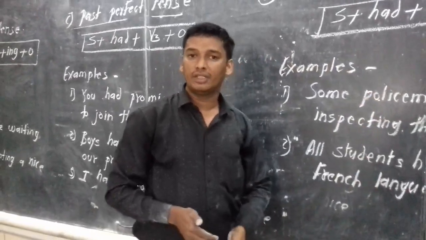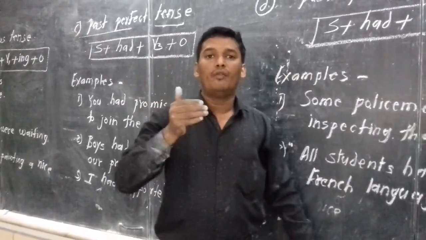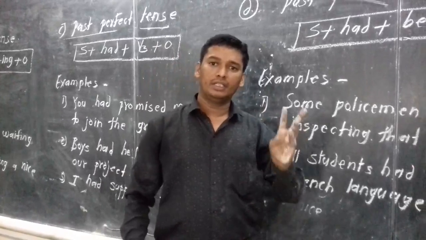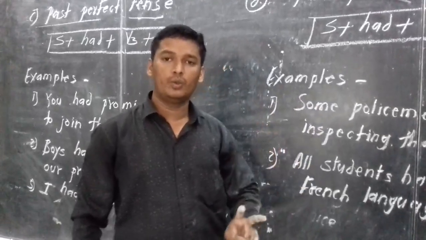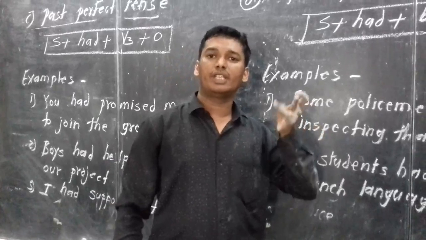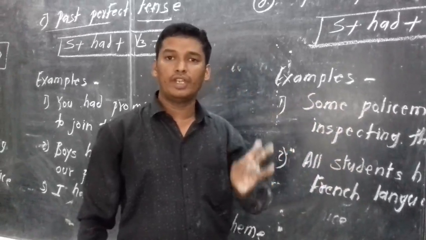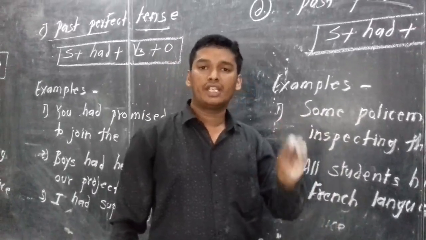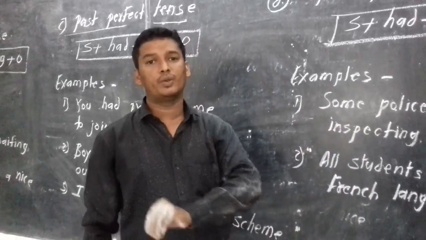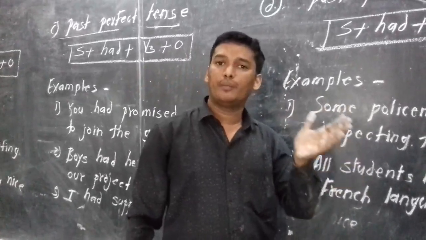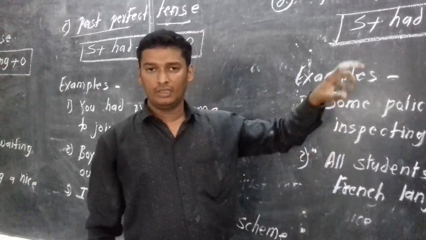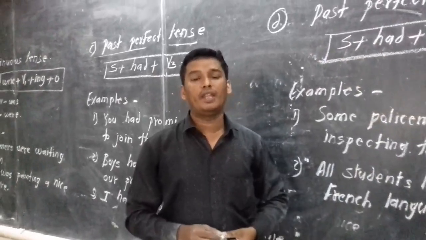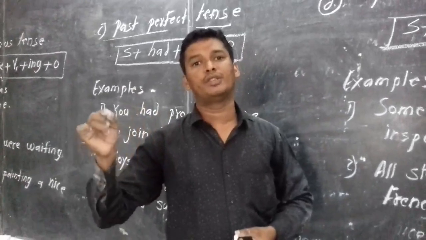Now pay attention here. In this part we have learned 4 sub-kinds of past tense. First one is simple past, its structure: subject plus V2 plus O. Second, past continuous tense: subject plus was or were plus V1 plus ing plus O. Third, past perfect tense: subject plus had plus V3 plus O. And fourth, past perfect continuous tense, which we just learned: subject plus had plus been plus V1 plus ing plus O.